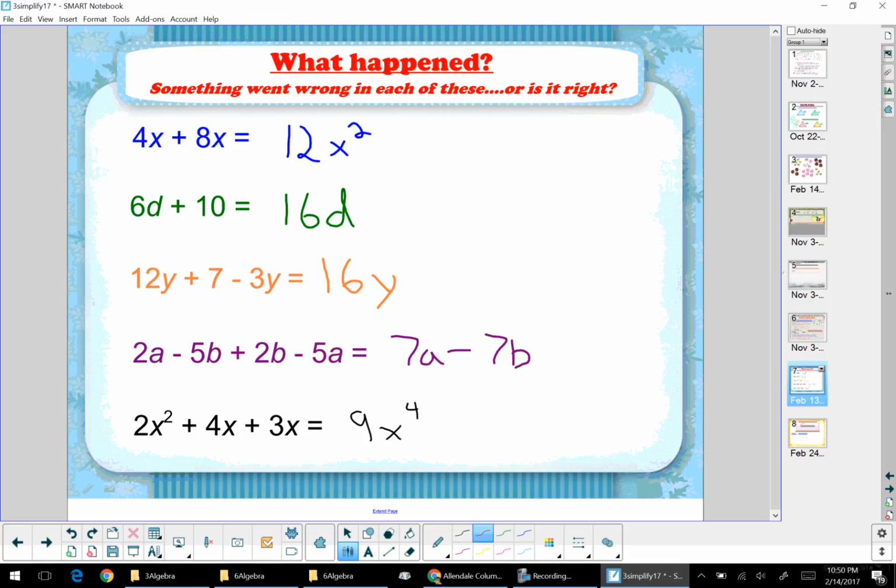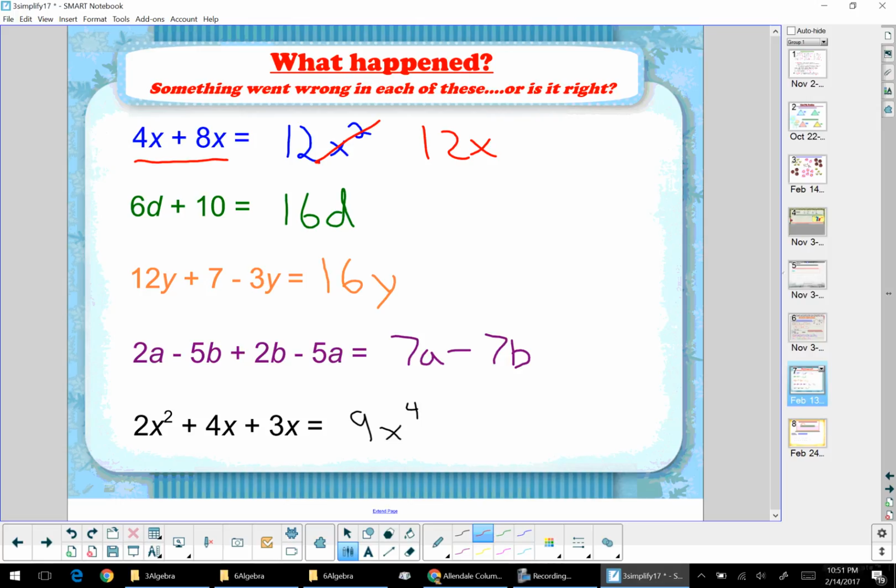So in this first example, we have a 4x plus 8x. Those are definitely like terms. We can certainly combine them. But what this crazy person did is they combined the two x's and made it an x squared. But we know that that's not the case. These are x's, and x just tells me the things that I have. The numbers in front tell me how many I have. So 4x plus 8x can be combined to make 12x, and that's our final answer.